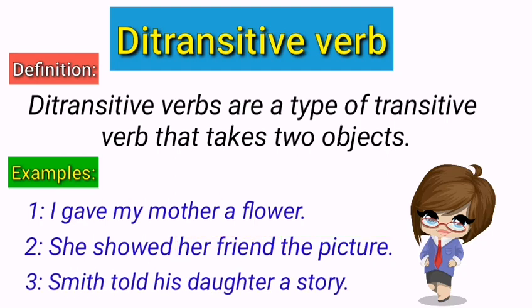Smith told her daughter a story. In this sentence again there are two objects, the one is her daughter and the second is a story, and the verb we have is told, so this is obviously a ditransitive verb.